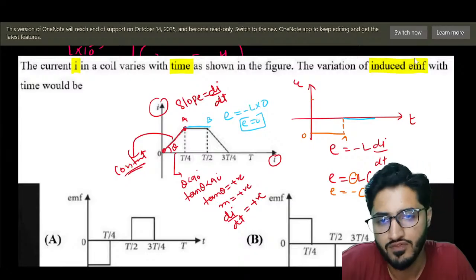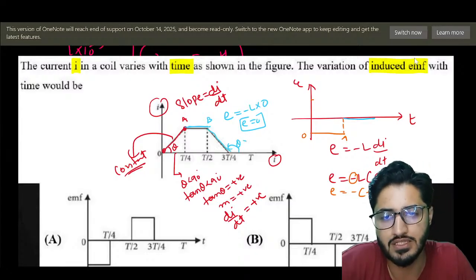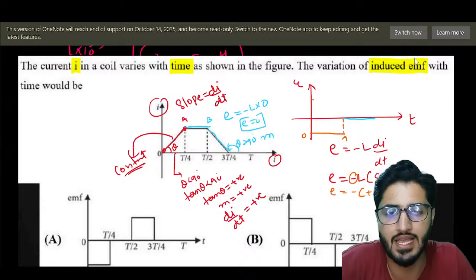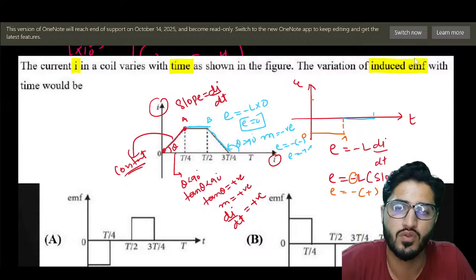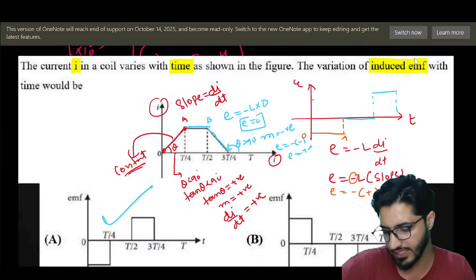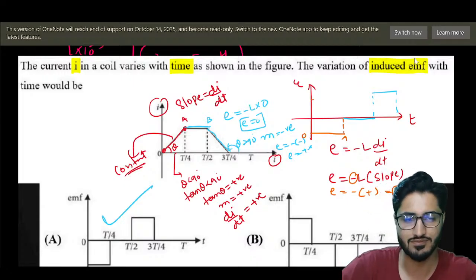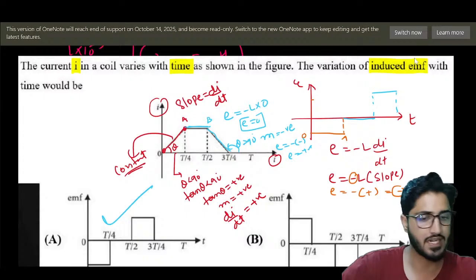Done? This one now, you can see my theta is more than 90. Theta more than 90, m equals negative. So my E came out to be negative into negative, that is positive. So it came out to be like this. So this option is correct.